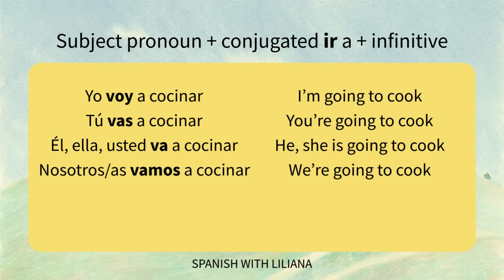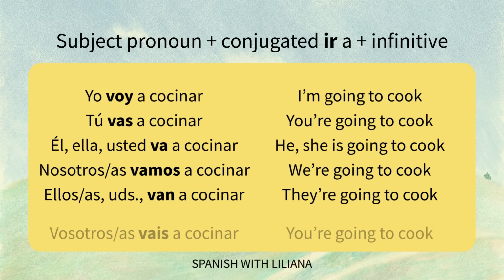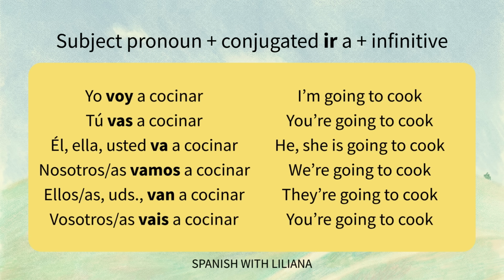Ellos, ellas, ustedes van a cocinar. They are going to cook. And for vosotros or vosotras, we use vais. Vosotras vais a cocinar. You are going to cook. So again, here, you just have to change the infinitive verb to create more sentences.